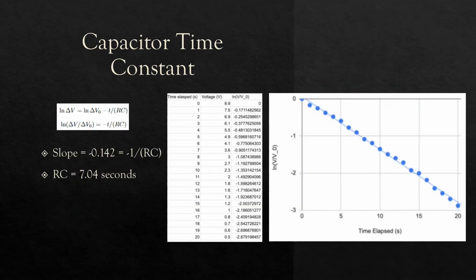Here are our tables and graph that we used to calculate the capacitor time constant. We got a constant of 7.04 seconds.